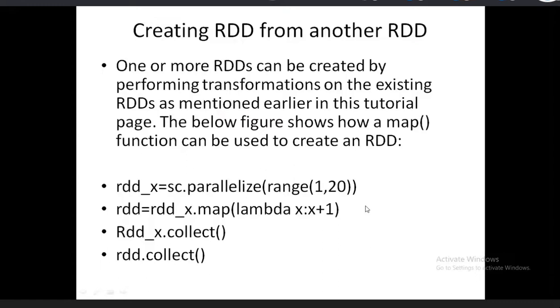Any doubts? One or more RDDs can be created by performing the transformation on the existing RDDs. The below figure shows how a map function can be used to create an RDD. That map is a transformation, not an action. Map is also a transformation to create another RDD. Basically, if you want to perform a transformation on each and every row, we'll use that map function.